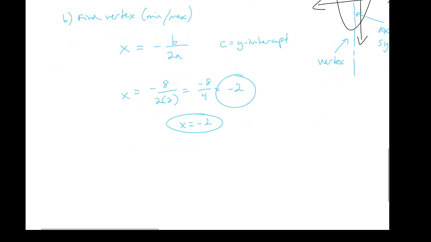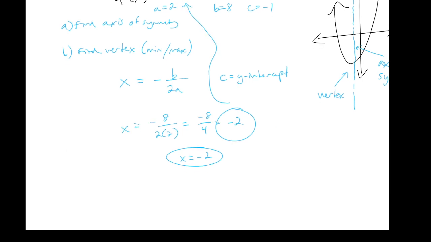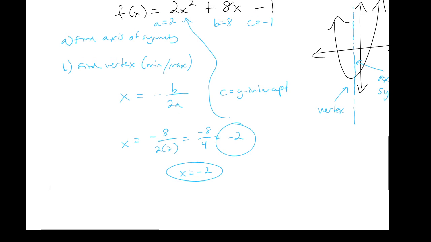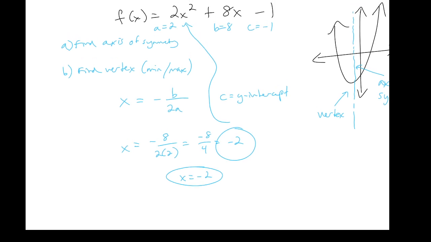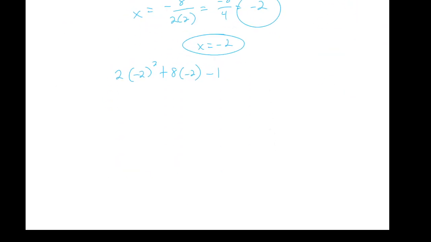To find our vertex, we're going to plug this value in right here to our original function. So we're going to have 2 times -2 squared plus 8 times -2 minus 1. And this is going to be our vertex. What is this going to equal? Well, it's going to give us 4.